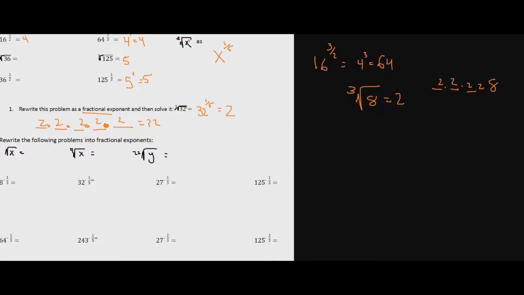So let's rewrite the following problems into fractional exponents, okay? All right, so for this problem over here, when it's a square root, you think of 2. So this would be, there's an invisible 1 here, so x to the 1/2, okay? Because this has a 9, well, this would be x to the 1/9. There's an invisible 1 there. Here, there's an invisible 1 on the y. Well, what do you think it would be? y to the 1/22. So you can kind of see this is just an introduction of how to work with these, okay?